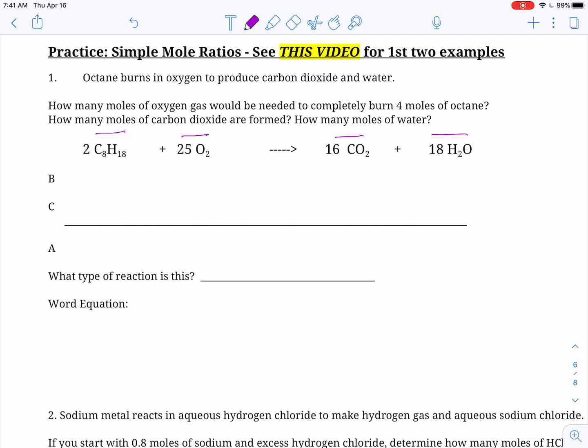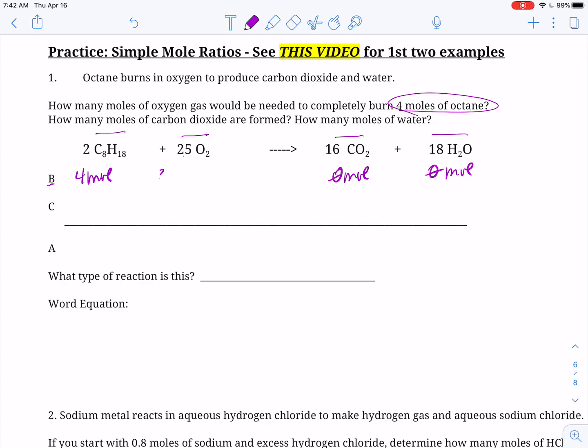So remember, this is the recipe. 2 octanes, 25 oxygens make 16 carbon dioxides and 18 waters. Okay, thank God you don't have to draw that. All right, so let's go ahead and see what we start. So before, that's the B, I have 4 moles of octane. So that's the given. So that one's going to go here. Okay, I don't know how much of this I'm starting with. Okay, but I do know that this is going to be 0. Okay, and again, if you don't want to write moles as you get better at it, it's totally fine. Just put the numbers. It's super quick.